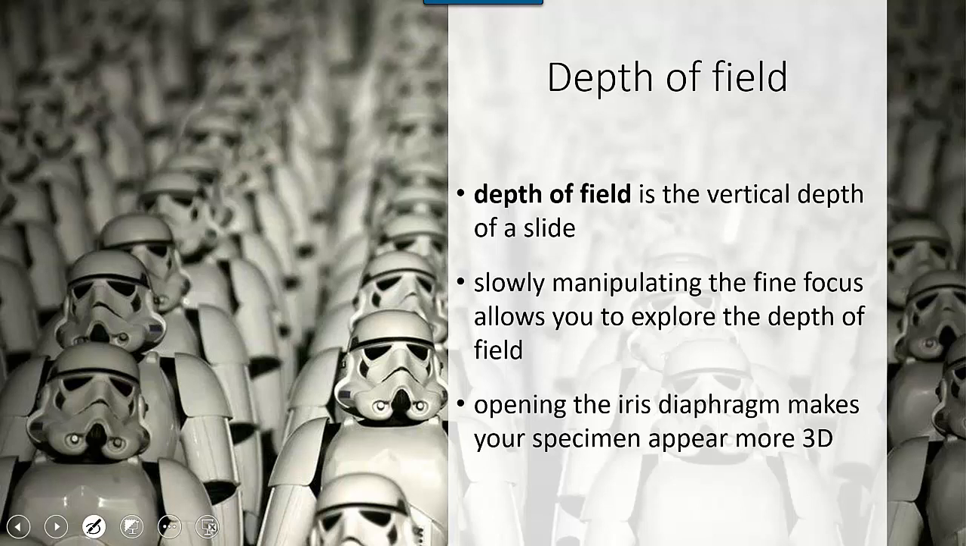You can explore the depth of field by slowly manipulating the fine focus on your microscope. Closing the iris diaphragm appears to flatten your image, allowing you to focus on more depth at once. Opening it makes your image appear more three-dimensional. You'll want to have the iris diaphragm open when exploring the depth of field with your fine focus.